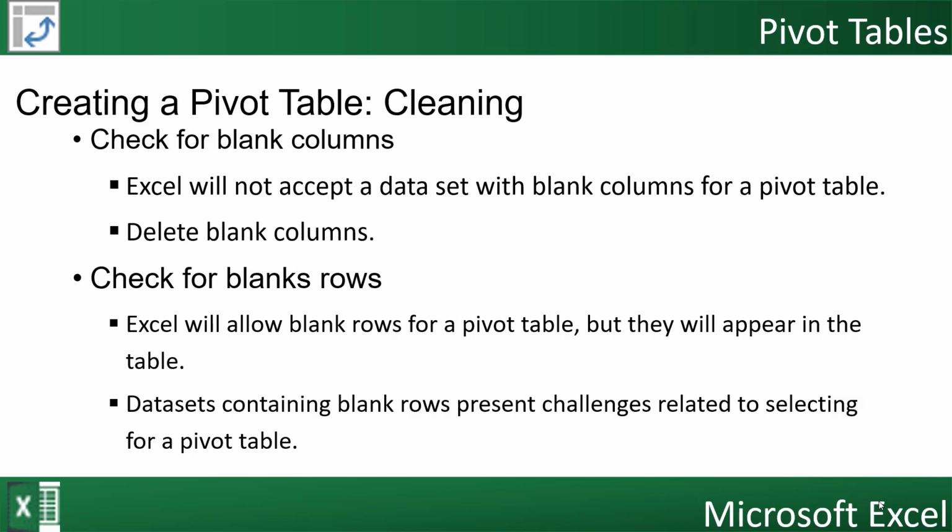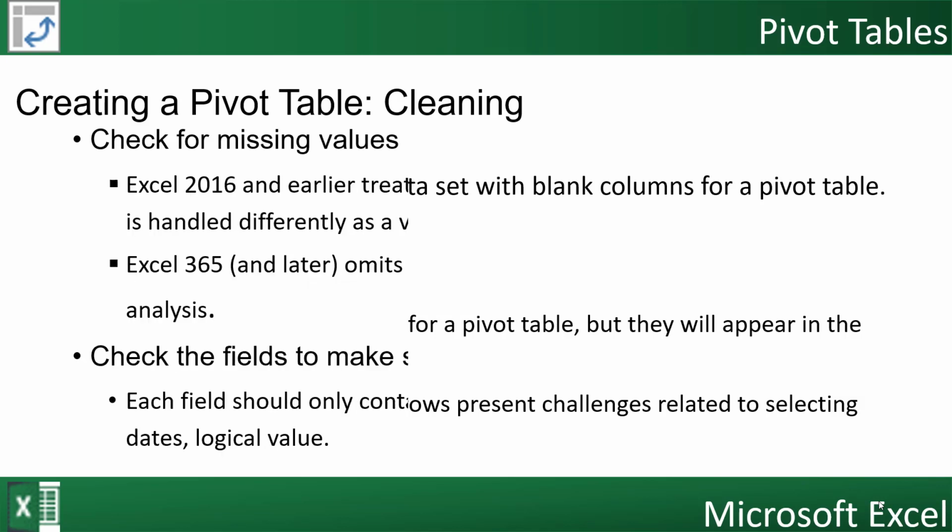Second, check for blank rows. Excel will allow a blank row in the dataset it uses for a pivot table. However, it will create a separate category for any blank values in the dataset. Generally, it is the best practice to avoid having blanks in the pivot table unless the pivot table is being used to look for blanks. Finally, blank rows make selecting the data more difficult because the user will need to select the dataset instead of letting Excel do the work of selecting the data.